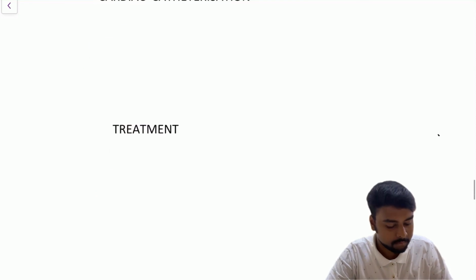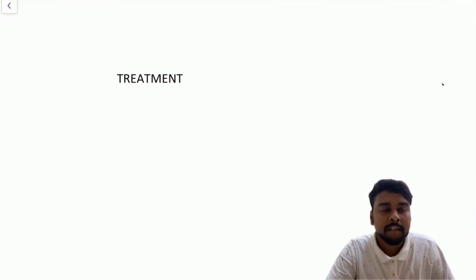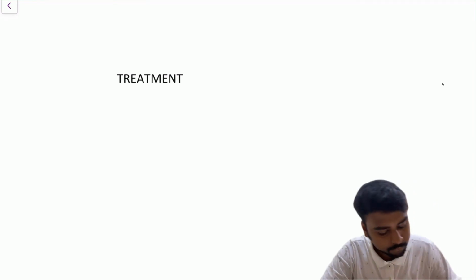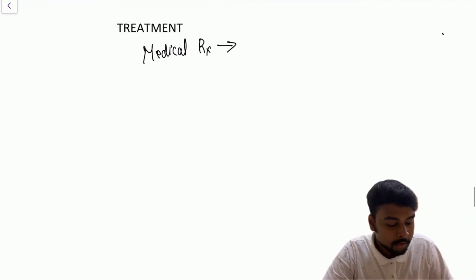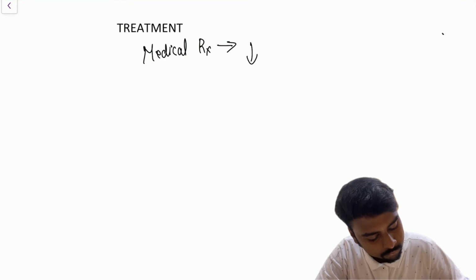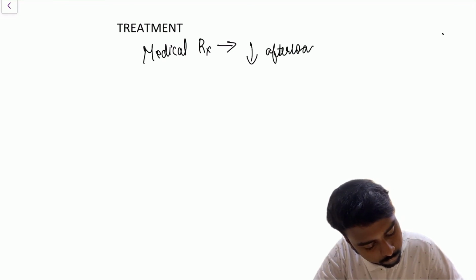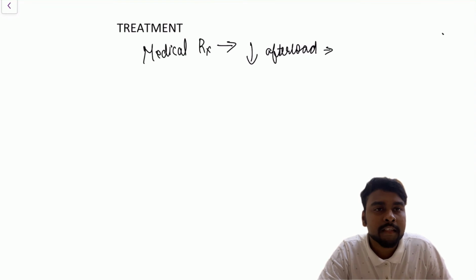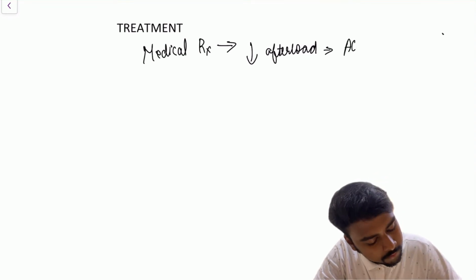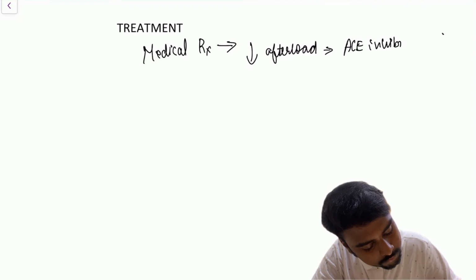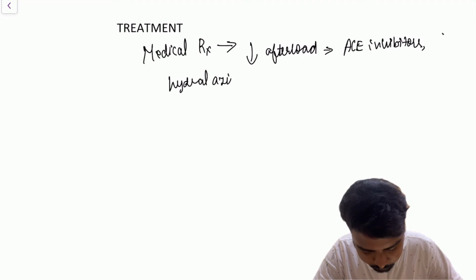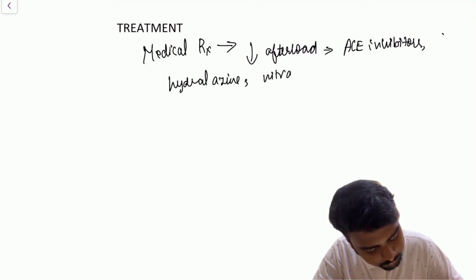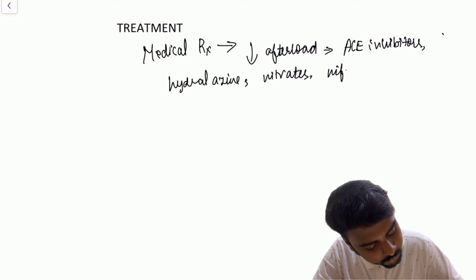So let's move on to treatment. We can give medical treatment in asymptomatic patients. What all medical treatment can we give? We can reduce the afterload by drugs like ACE inhibitors, hydralazine, nitrates, nifedipine.